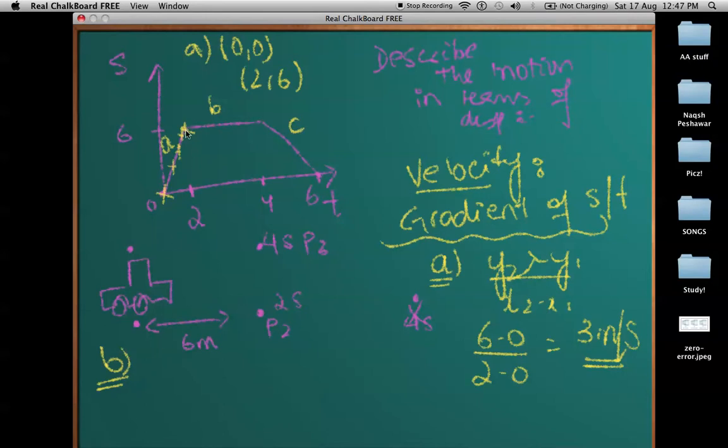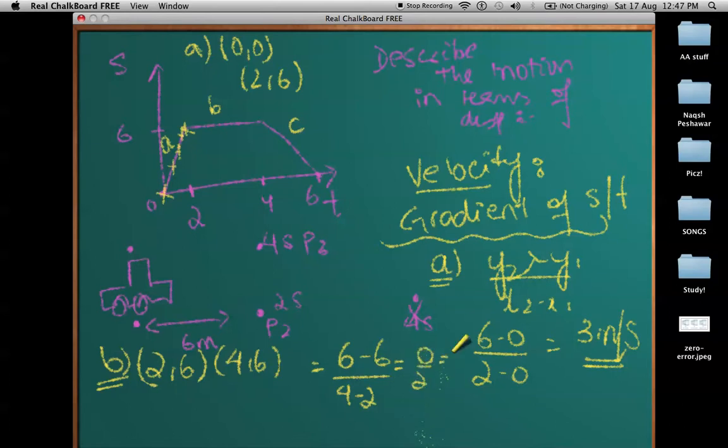Let's take this one point on the line and this one point on the line. One point is (2, 6). The other point is (4, 6). Let's see, y2 minus y1. This would simply become 6 minus 6 over 4 minus 2. This would become 0 over 2, which means 0.